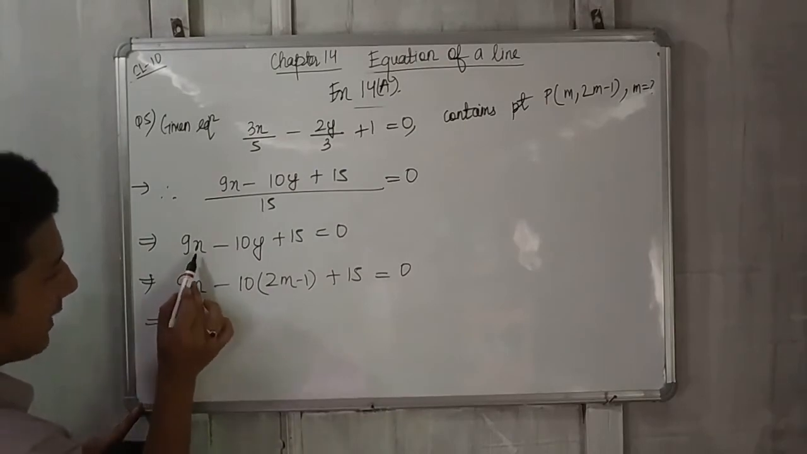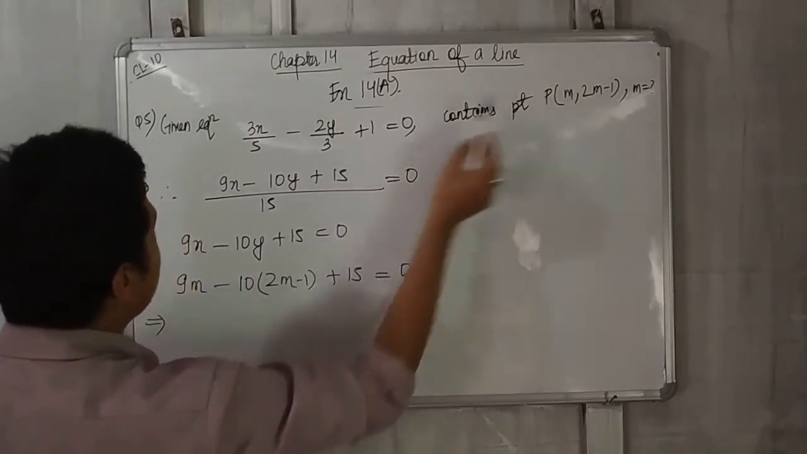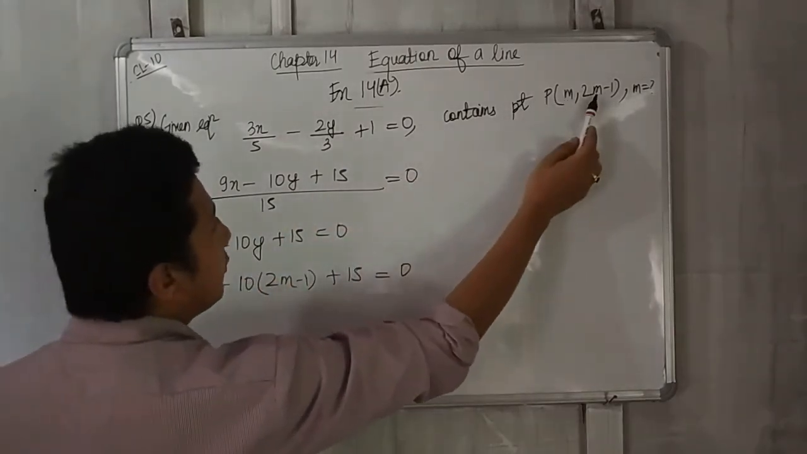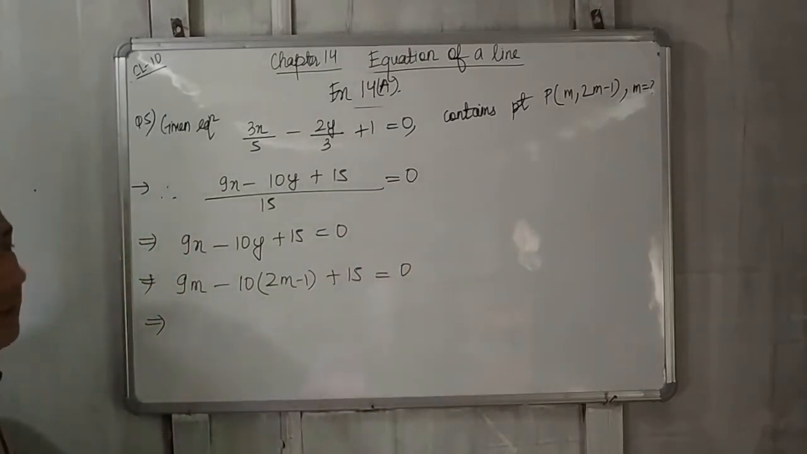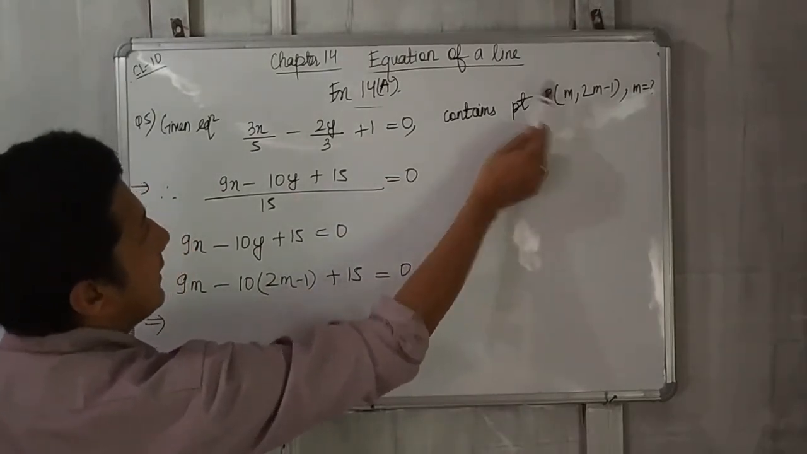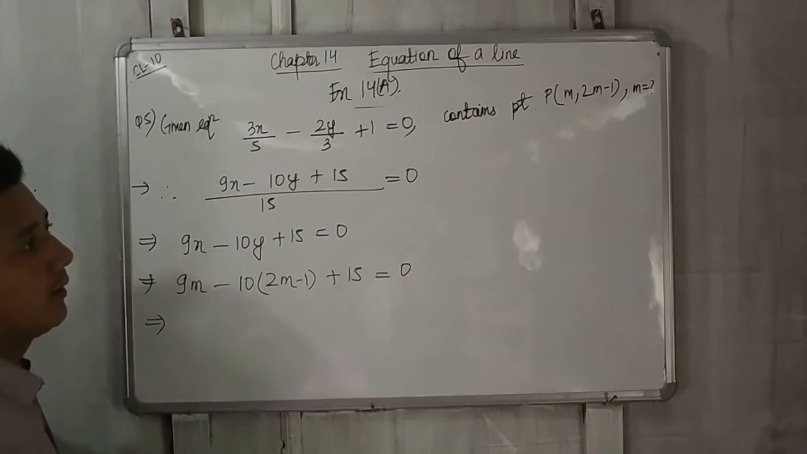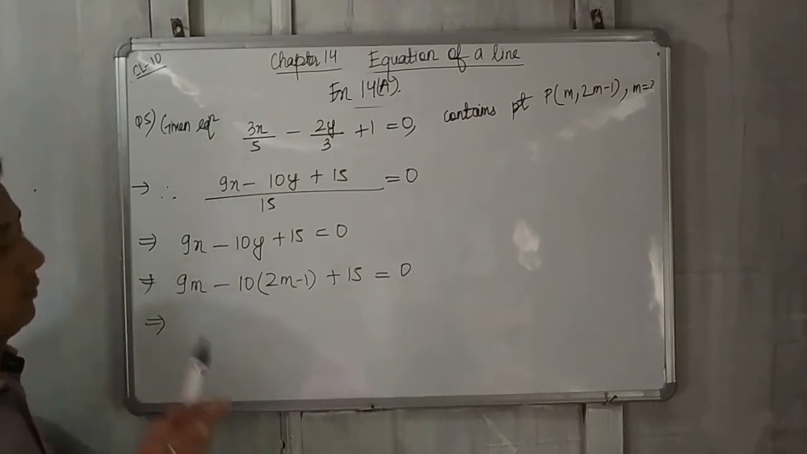Alright boys, are you understanding? See what I am doing? Putting x as m, putting y as 2m minus 1. Why am I putting this? Because this point lies on this straight line. That's why. If it doesn't lie, we cannot put it, okay?